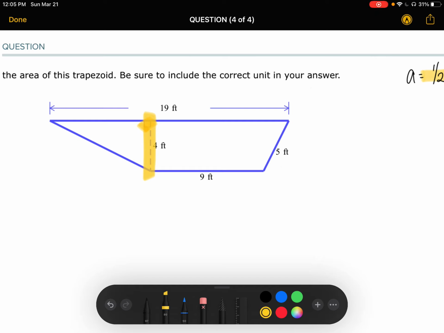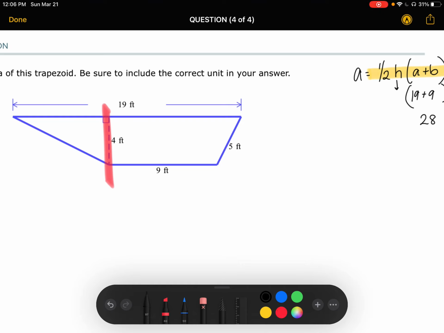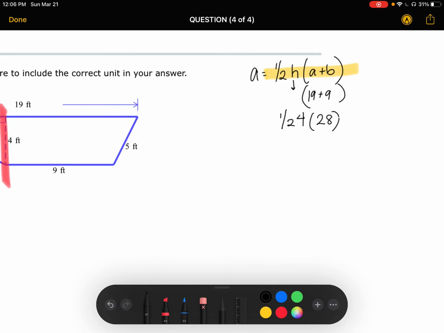So it is this line that is attached to my right angle. So that number is 4. That is my height. So I'm going to put that here. I'm going to put this back in parentheses. I'm going to put 4 here and I'm going to say 1/2, and this is technically times 4, times 28.